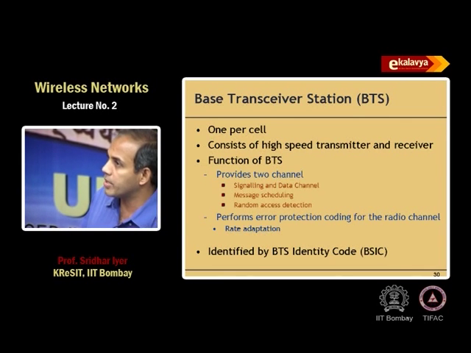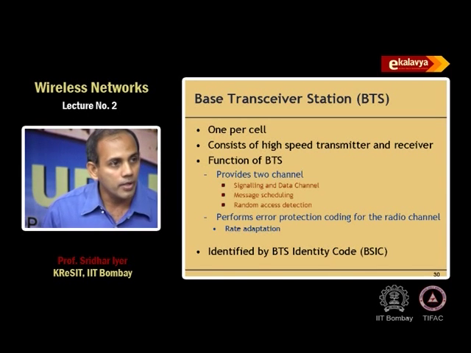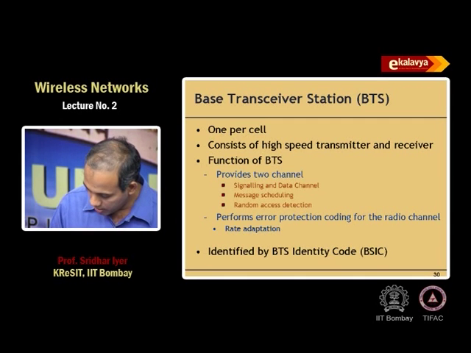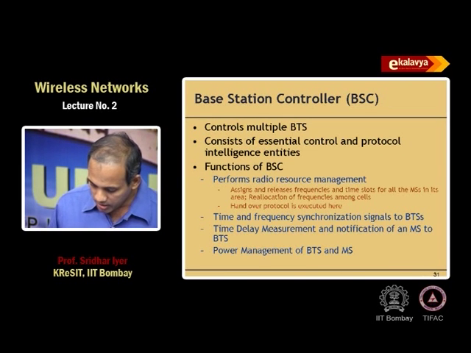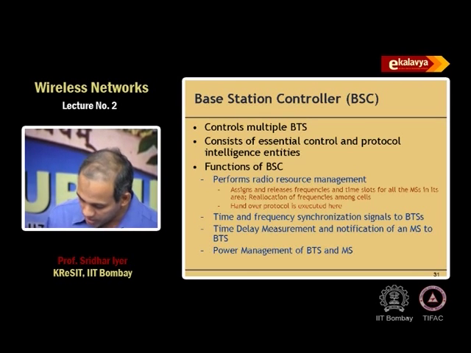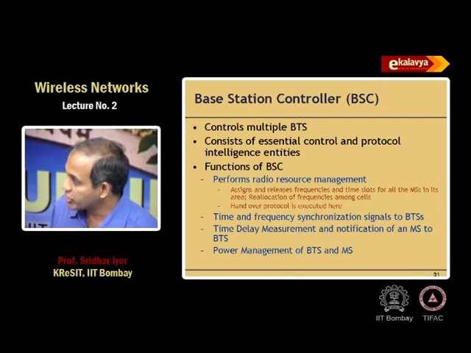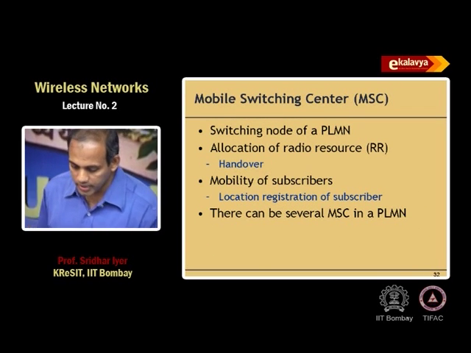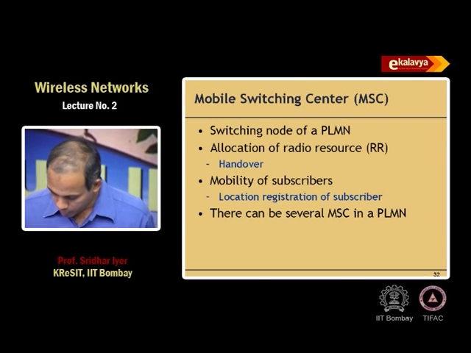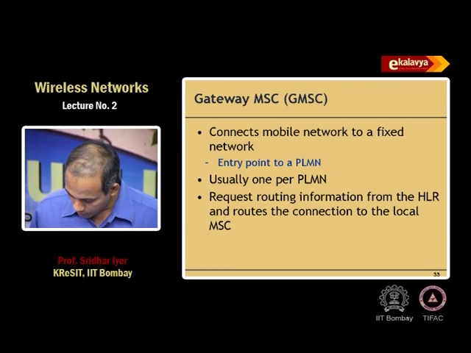Base station, there is one base station per cell. So the base station provides basically signaling channels, data channels, okay. There is a random access channel, okay. Base station is identified by some base station code. Base station controller does all these jobs of radio resource management. This is what we saw earlier. Okay, time and frequency synchronization signals are sent to the base station. Time delay measurements are made. Okay, power management is done. All right, mobile switching center is going to do all these mobility of subscribers and all these kind of things. Okay, I think we have finished with most of these topics. Gateway connects the mobile network to a fixed network.